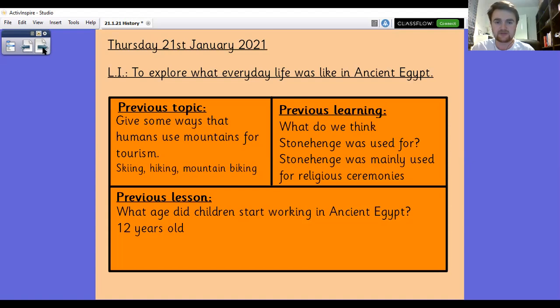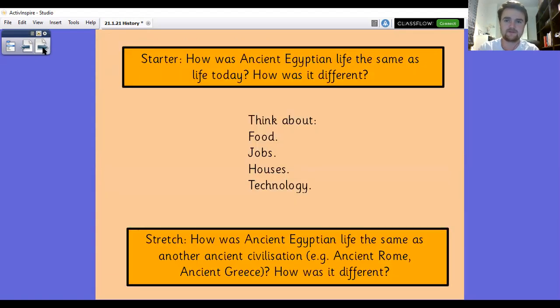And at what age did children start working in ancient Egypt? It was at 12 years old. There were only schools in ancient Egypt for children who were going to become scribes or for richer children. So most children were working by the time they were 12 years old. Okay, so a bit of a starter related to your previous learning.